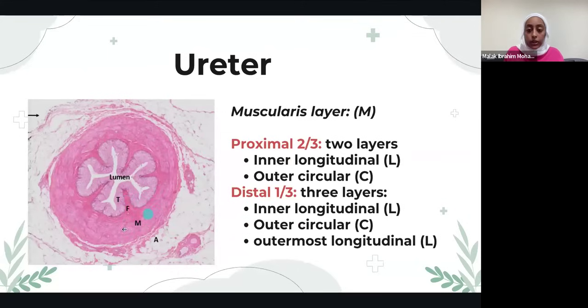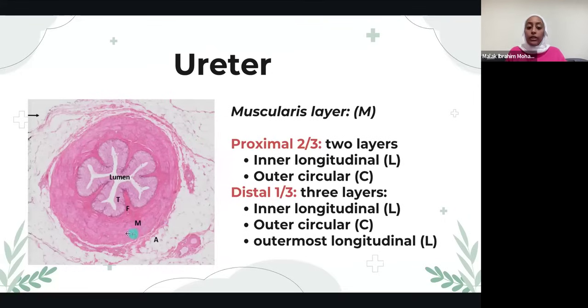Now we're going to talk about the muscularis, which, from its name, is the area which has the muscles. The ureter, if you take a section from the proximal 2/3, it's different than taking a section from the distal third. Let's talk first about the proximal 2/3. It's going to have inner longitudinal and outer circular. Simple as that. And then if you cut it from down, it's going to have 3 layers. It's going to be the inner longitudinal, outer circular, outermost longitudinal.